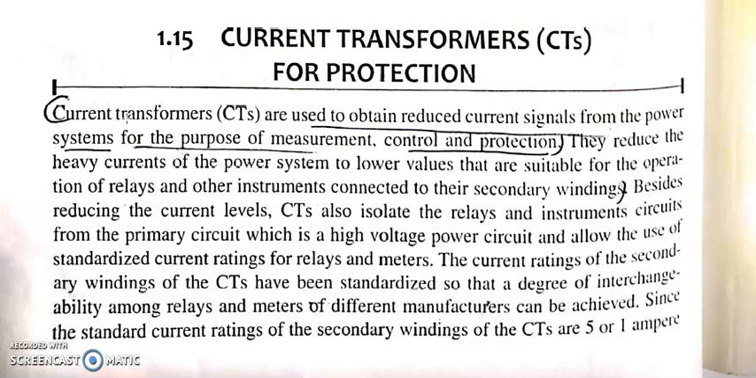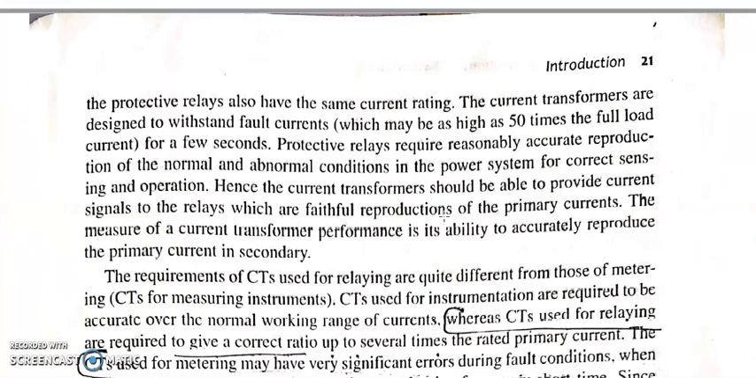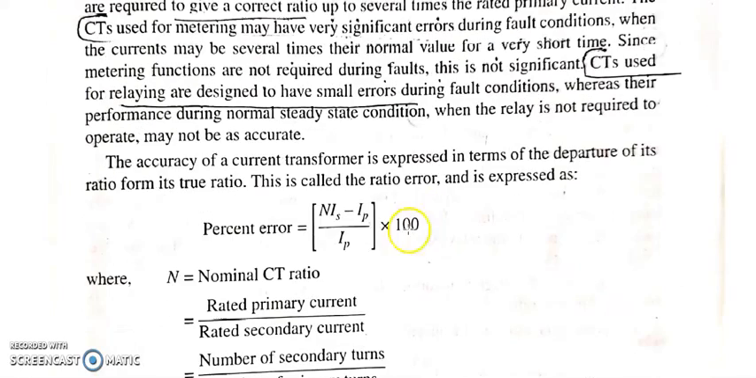This you all know, yes or not? So the current requirement for relaying should give the correct ratio, like I told you. Okay, so CTs used for relaying are designed to have small errors. Whatever the designed current transformer is made of, we have very small errors here, as you can see. Current transformers used for relaying are designed for small errors, and also during fault conditions the errors are very small.